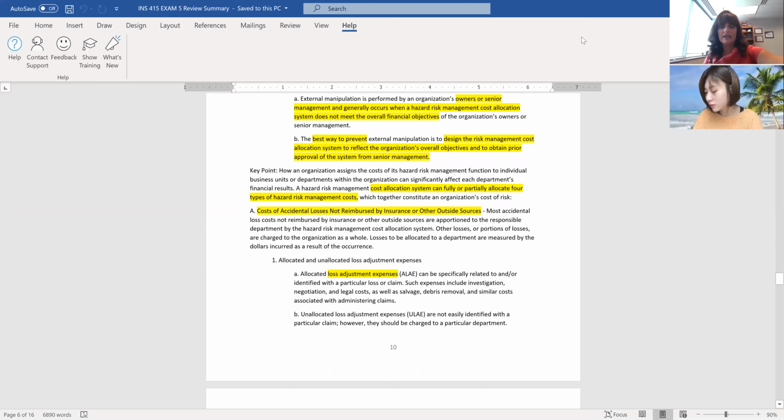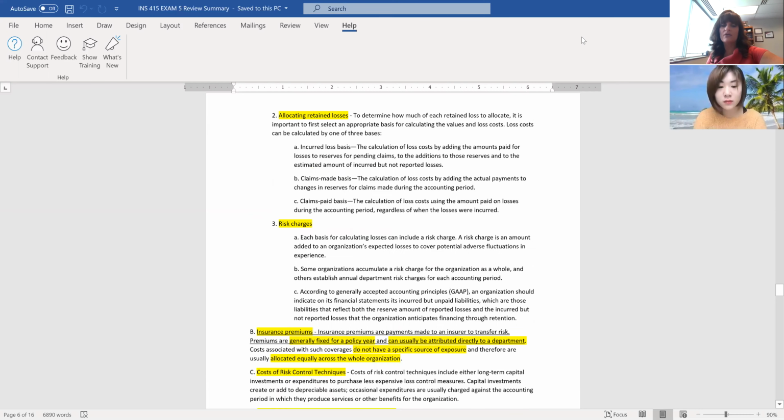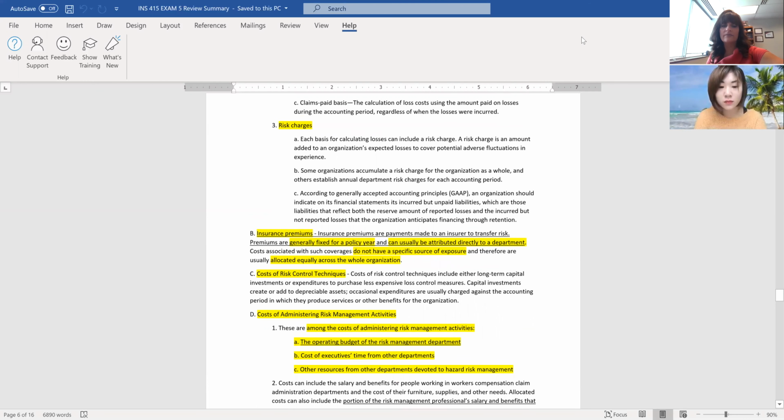Let me see if there's anything else that I missed. You're going to want to allocate your retained losses, and you're also going to want to charge some kind of a minimum risk charge. Like I said, you always want to charge a minimum cost to every department, but try to correlate as much as you can to those that can control the losses.